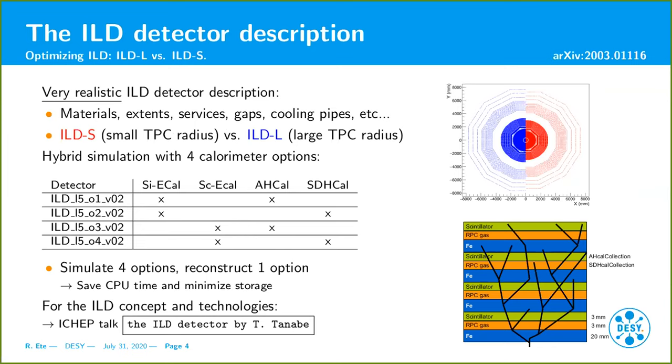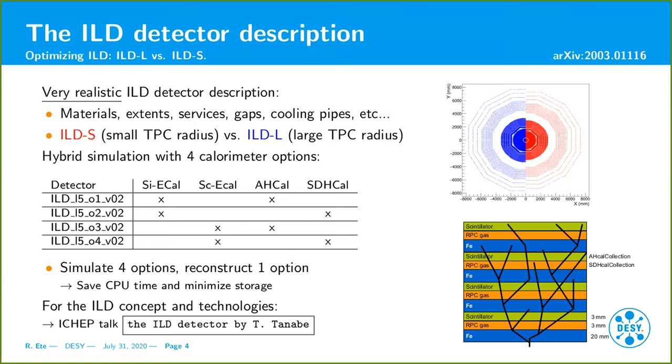For this report, we studied different designs, namely two designs based on a large and a small TPC radius, and everything in the strings. This is what you can see on the top-level plot there. We have not decided yet on the calorimeter options. So what we've done, which is quite unique in HEP, is implement in the simulation the four different calorimeter options at the same time. This is what you can see on the bottom right.